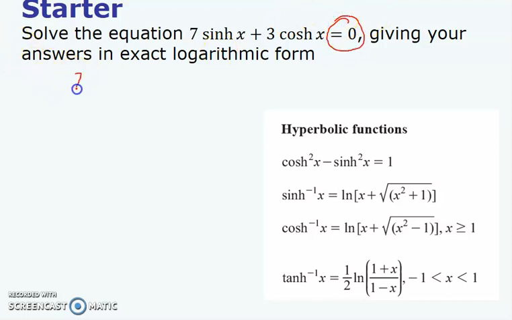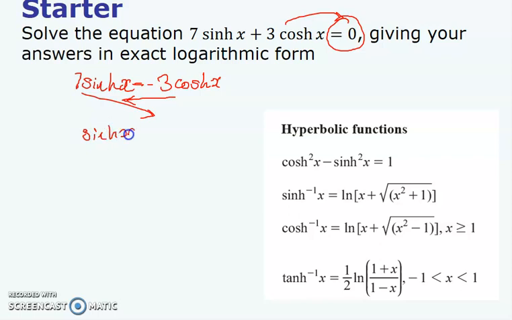So I'm going to start off on this occasion. I'm going to write 7 sinh x. Now I'm going to move the 3 cosh over immediately onto the other side, so equals minus 3 cosh x. And I'm going to move the cosh that way, and I'm going to move the 7 that way. I get sinh over the cosh equals minus 3/7. And the reason why I do that, that means that tanh x is minus 3/7.